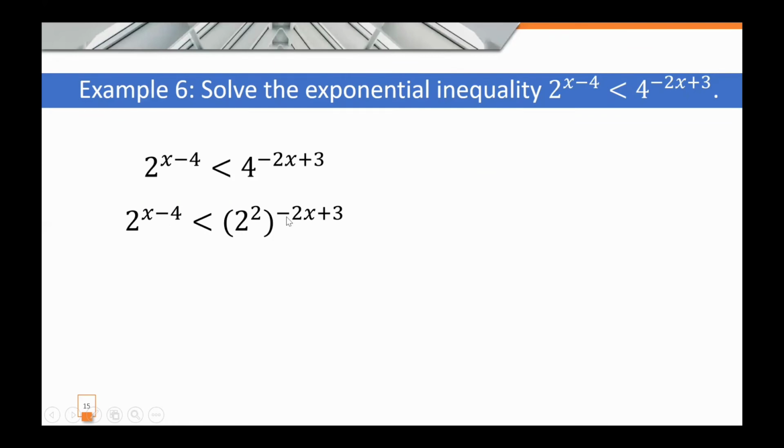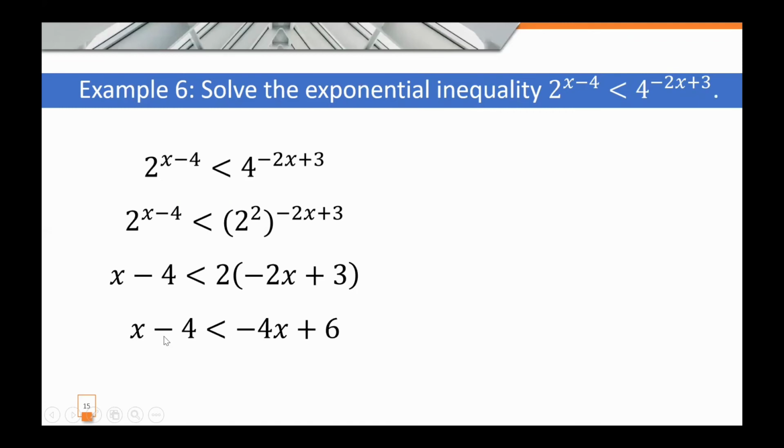We have to bring down the exponents. On the left side of the inequality, we have x minus 4, and on the right side, we have 2 that will be multiplied to the quantity negative 2x plus 3. This is now your inequality. Simplify. x minus 4 less than negative 4x plus 6. You have to rearrange the terms. The negative 4x will be transferred to the left side of the inequality, and the constant negative 4 will be transferred to the right side of the inequality.